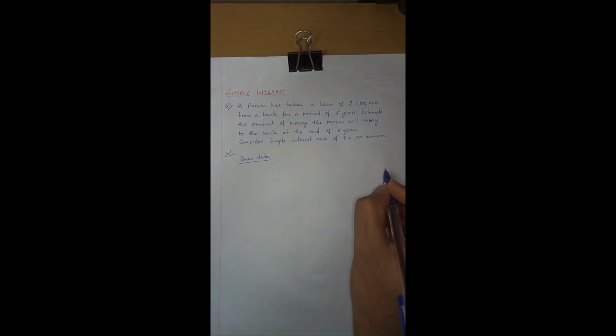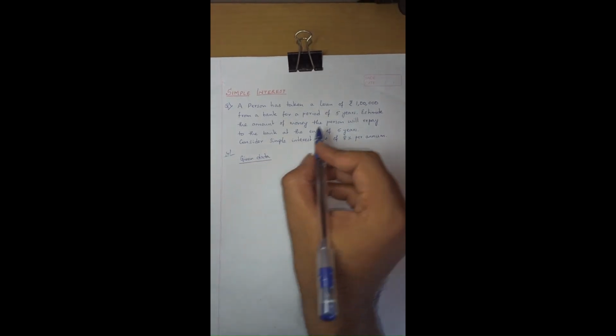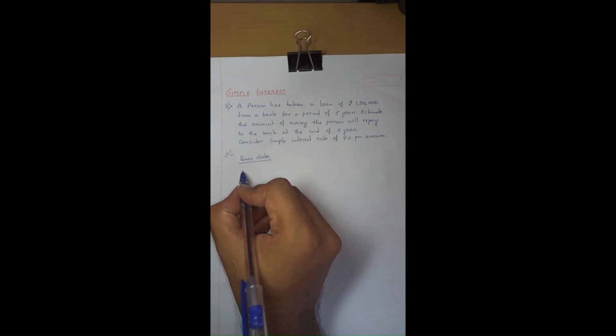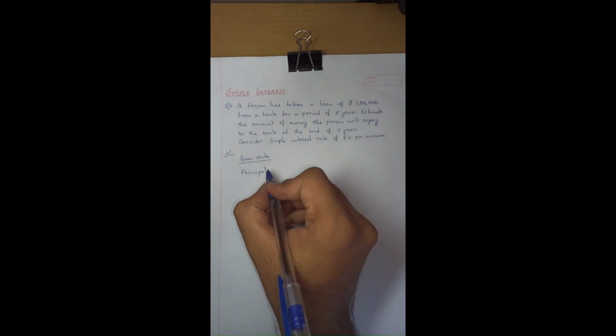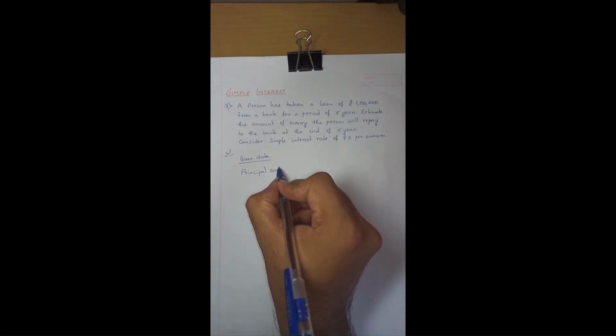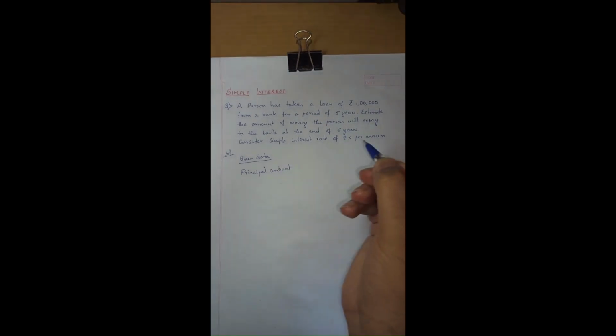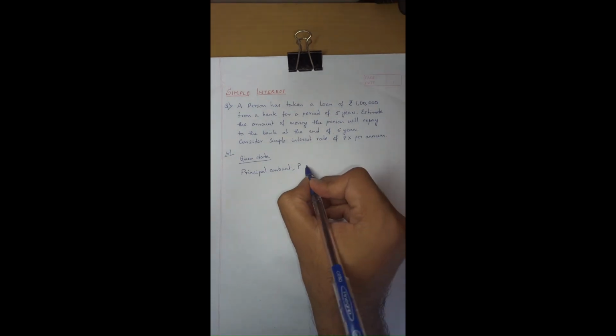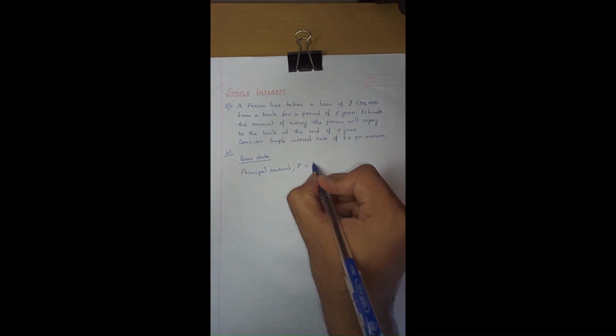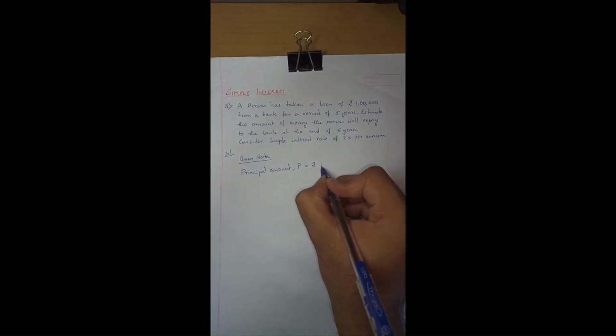So what is the given data? They have given us the loan amount, which is 1 lakh rupees. So the loan amount is the principal amount. Principal, which is denoted as capital P, is equal to rupees 1 lakh.